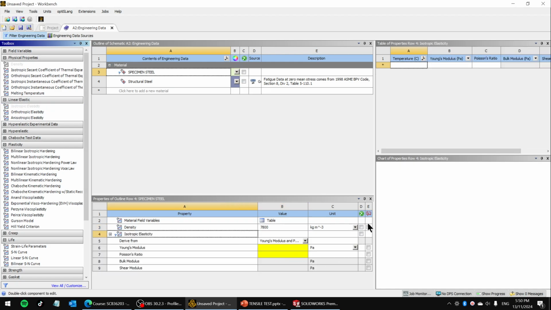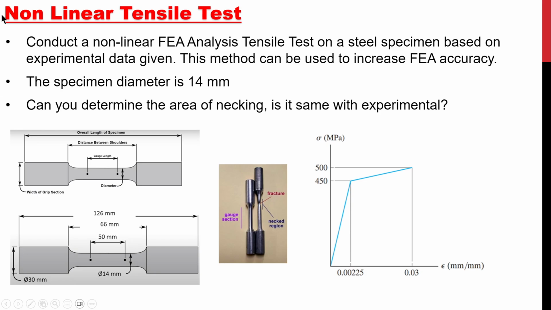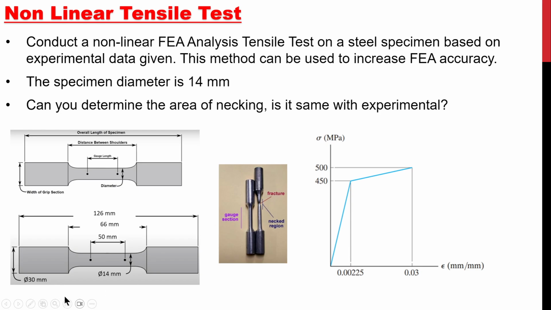So double click. This will be the Young's modulus. So how do you calculate Young's modulus? You have to go to your material database. Over here, you can get Young's modulus. Where is it? Go to a pen here. This is the Young's modulus, stress over strain. So E will be 450 megapascal divided by 0.00225. So what do you get?